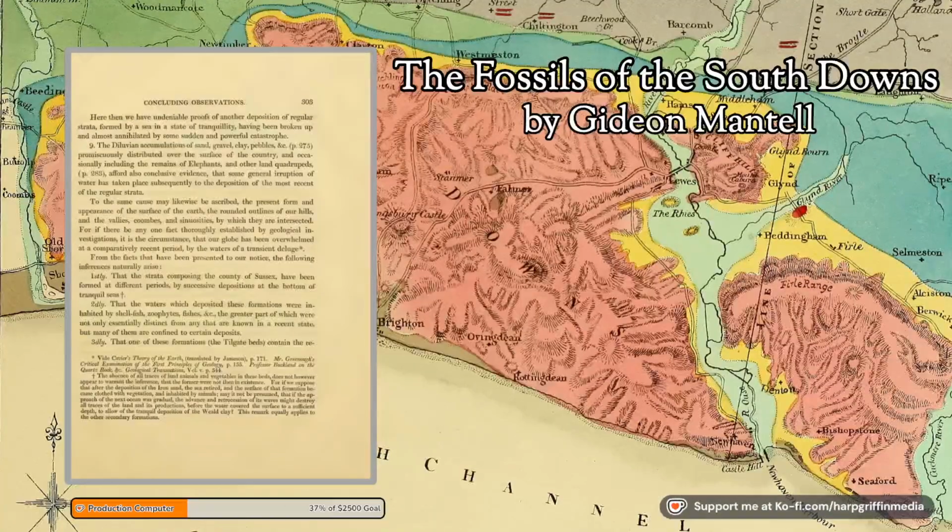By the waters of a transient deluge. See Cuvier's Theory of the Earth, translated by Jameson, page 171. Mr. Greenough's Critical Examination of the First Principles of Geology, page 155. Professor Buckland on the Quartz Rock, etc., Geological Transactions, Volume 5, page 544. By successive depositions at the bottom of tranquil seas.